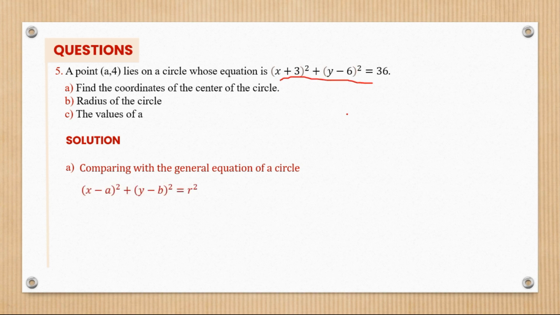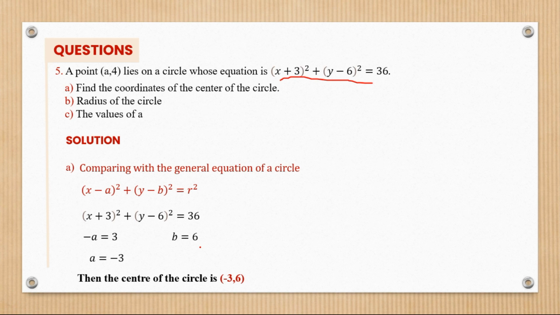So if we compare it with this form of the general equation of a circle, we can easily see that what we'll have is this. So you can actually see that negative a is equal to 3, of which a shall be equal to negative 3. Then you can also see that b is actually equal to 6. Therefore, the center of the circle is (-3, 6), and that's what we have as the center of the circle. Then part B, the radius of the circle.